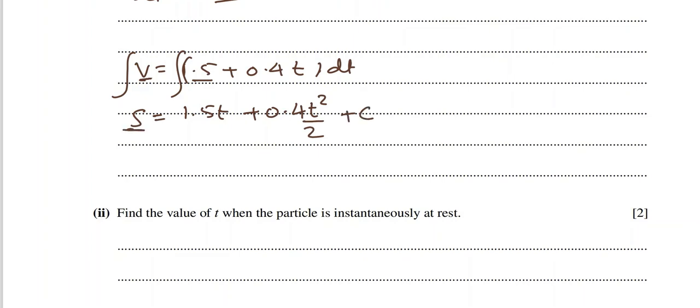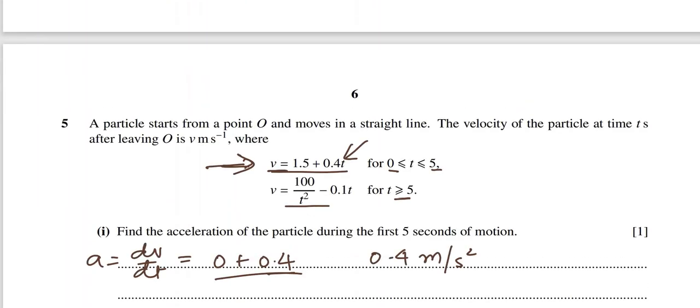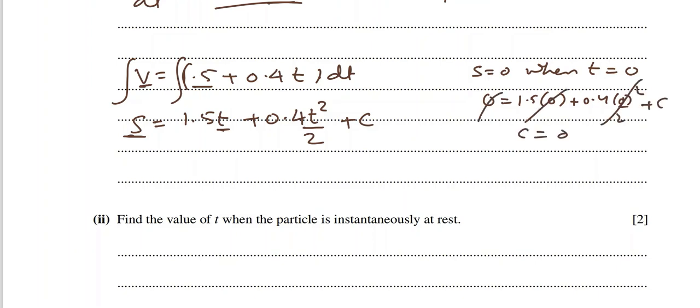To find c, we should know what s is at t equal to 0, and it is very clear from what they have explained that it is starting from O, so when time is 0, s is also 0. So 0 equal to 1.5 times 0 plus 0.4 times 0 squared over 2, plus c. Everything is 0, so c is 0, and we can ignore c and write the equation now. s equal to 1.5t plus, and we can cancel this also, 0.2t squared. This is the equation of displacement.